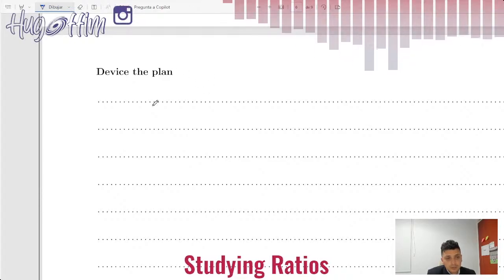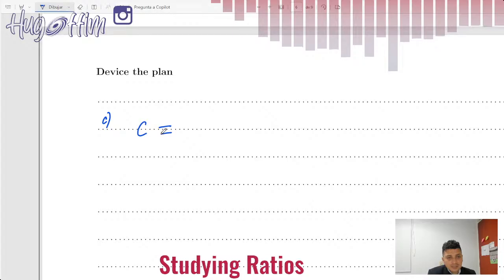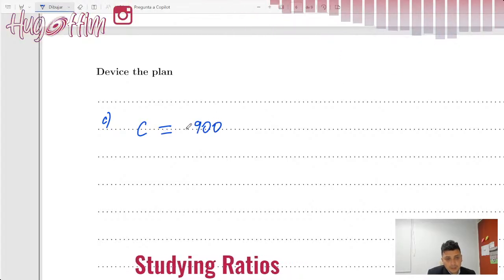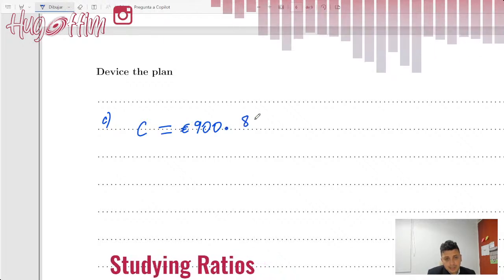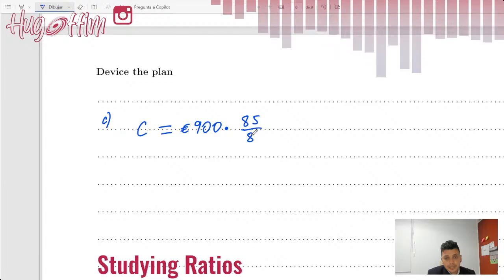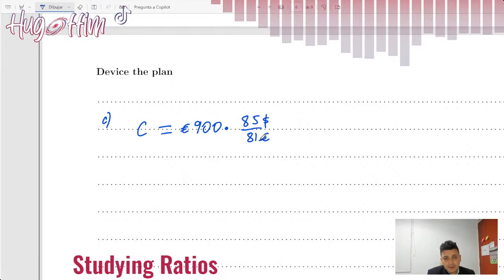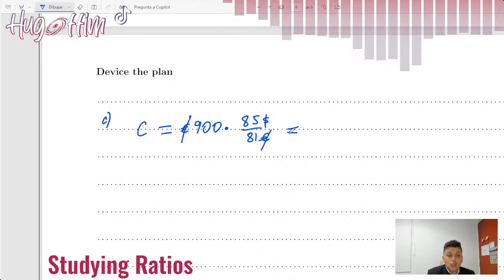So I'm going to put that my answer C is just 900 euros times 85 over 81. Remember that this is $85, this is 81 euros. So look, cancel the euros, and I get my answer in dollars.